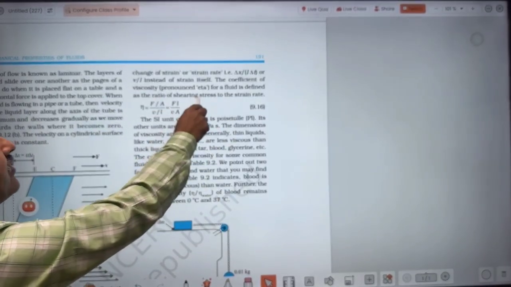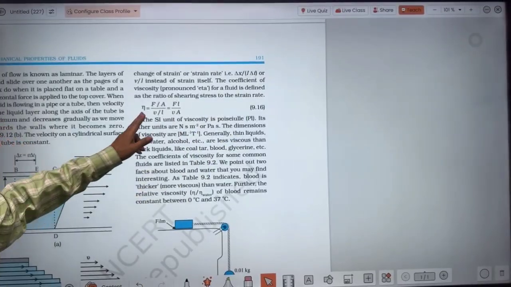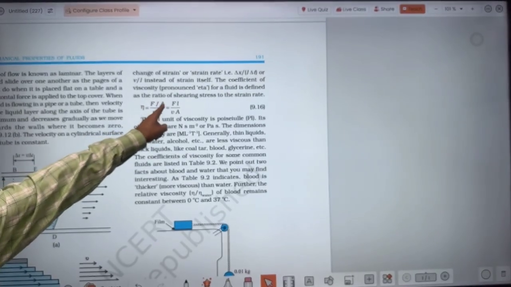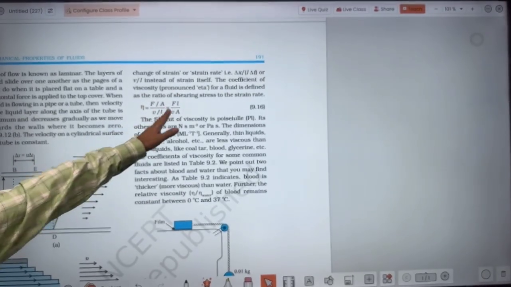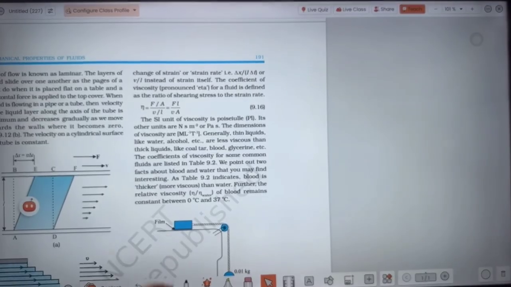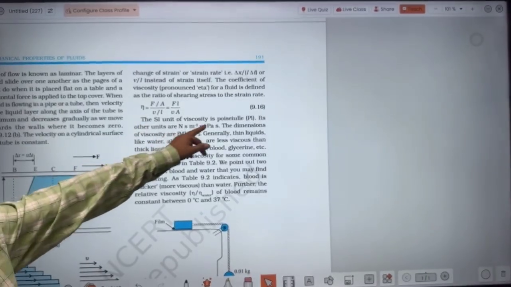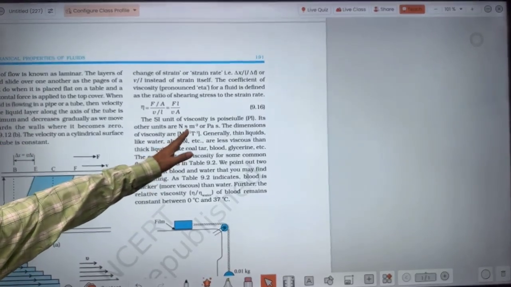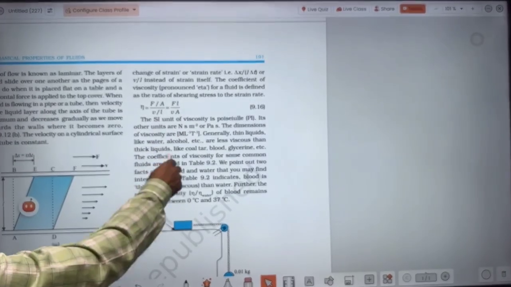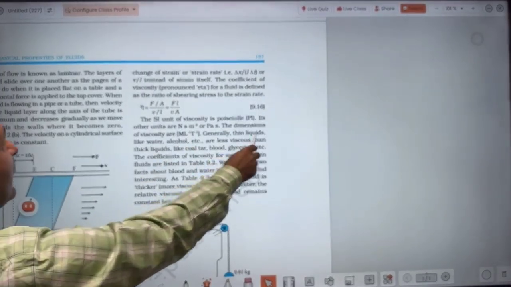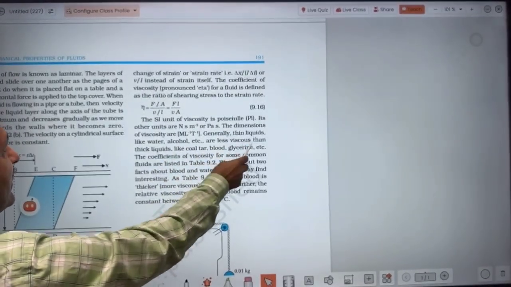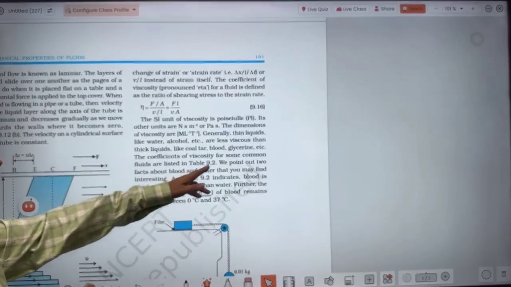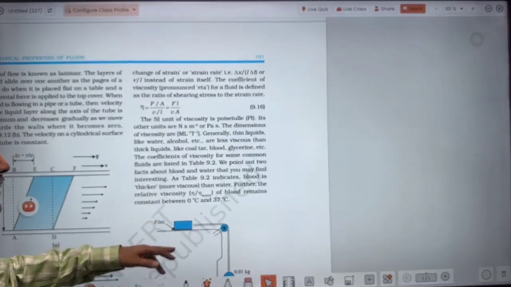And the coefficient of viscosity, pronounced eta, for a fluid is defined as eta equal to force per unit area divided by strain rate. So if we arrange it, we will get F into L divided by V A. The SI unit of viscosity is Poiseuille. Its other units are Newton second per meter square or Pascal second. The dimensions of viscosity are given here. Generally, thin liquids like water, alcohol, etc. are less viscous than thick liquids like coal tar, blood, glycerin, etc. The coefficient of viscosity for some common fluids are listed, later on you will see.